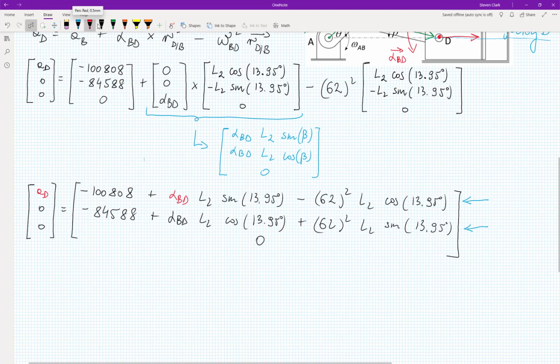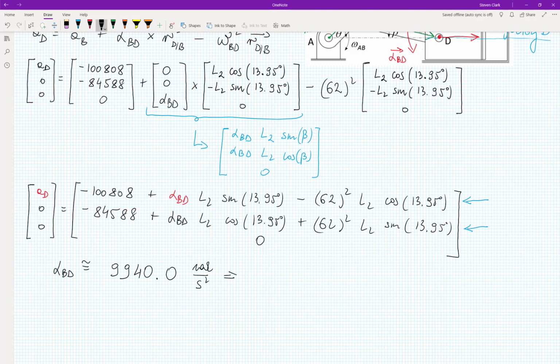I solved it yesterday at home, and I ended up with alpha BD that is approximately 9940 radians per second squared, and vector-wise it will be 9940k radians per second squared. So that means that it rotates counterclockwise, because we obtained a positive value.